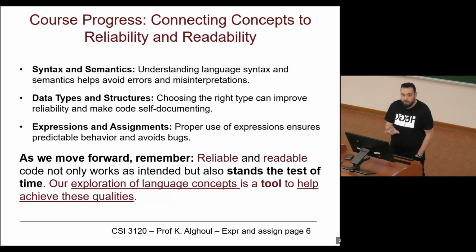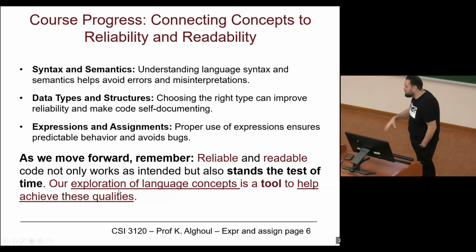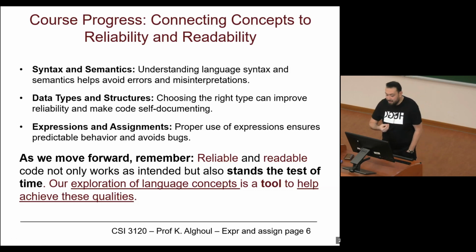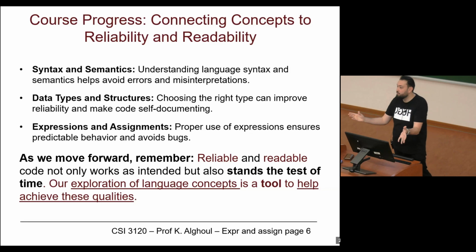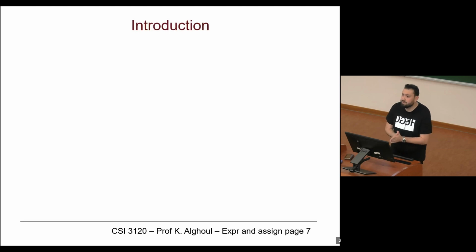Also, I want you to remember, this is kind of the conclusion so far. Reliable and readable code not only works as intended, but also stands the test of time. So that's something very important. Our exploration of language concepts, the concepts that we're learning through this course, should be tools to help you achieve these qualities. So in summary, the reason we're learning this course is that we're seeing lots of tools through the chapters that will help you improve the reliability and readability of your code. Now let's start with the chapter.